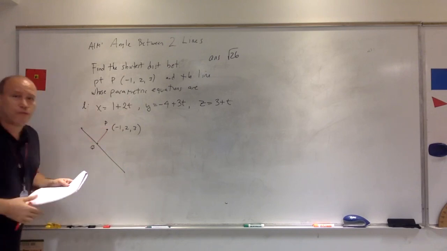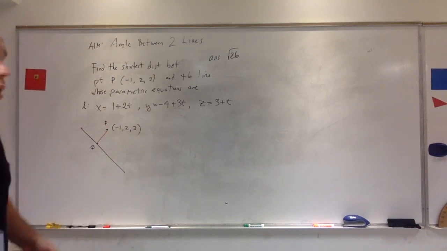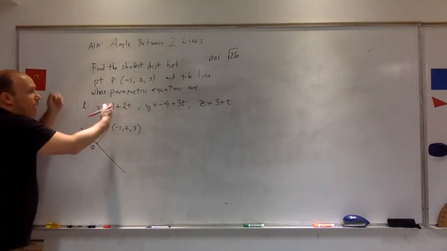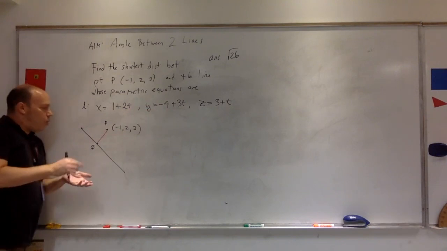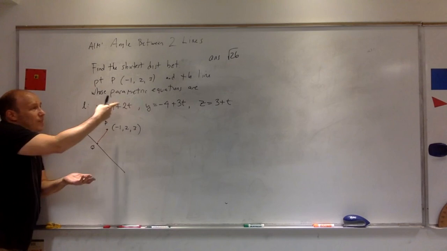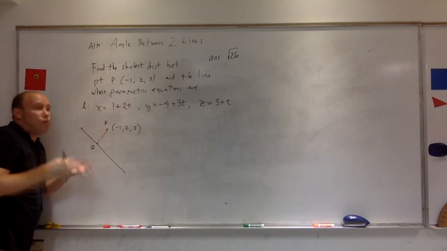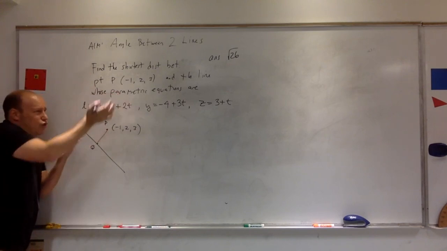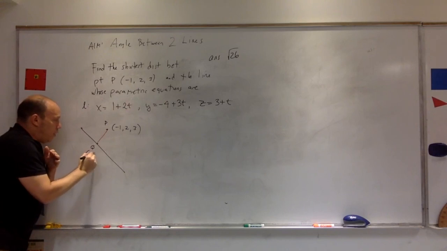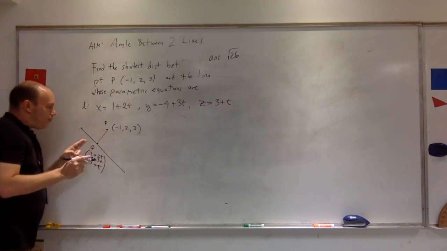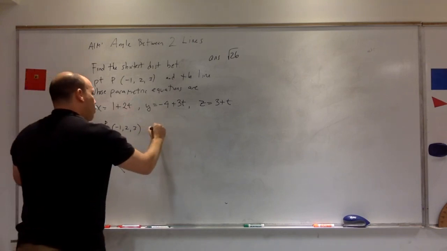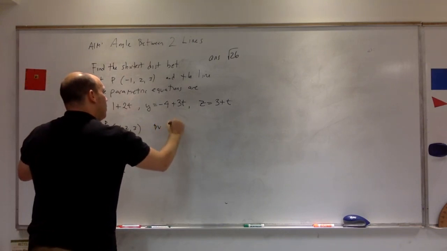I need to find the direction vector of PQ. Well, it's in parametrics. So the question is, what is point Q? Well, Q is on this line, and we already know its x, y, and z values. We've been given it. Once again, if they give you the parametrics, you're in good shape. So this is 1 plus 2t, this is -4 plus 3t, and this is 3 plus t. So we need to find the direction vector of PQ.